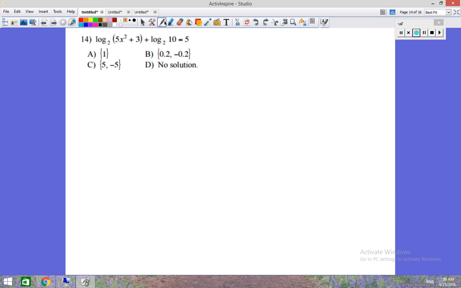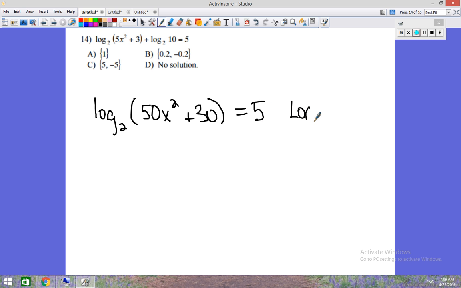By the product rule, when you have addition, you multiply the two arguments together. So take 10 and distribute it through the 5x squared plus 3. And that is equal to the number 5. That's in log form, so let's rewrite it in exponential form. The base is 2. This 2 has some exponent associated with it. The two choices, 5x squared plus 30 or 5. Well, the pattern is that the logarithm equals the exponent.